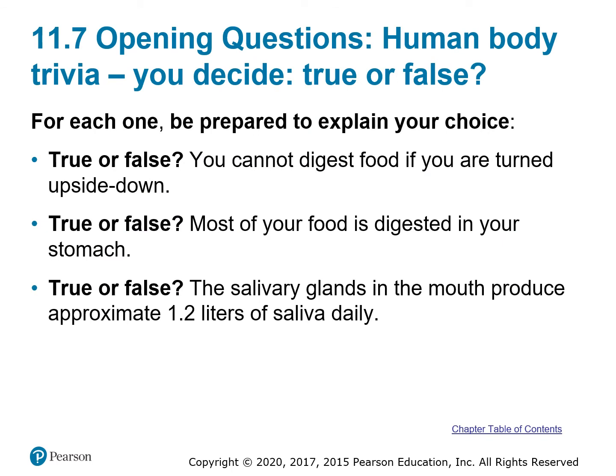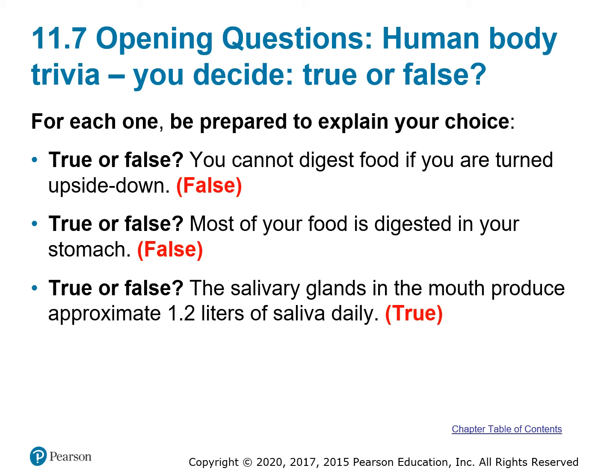So here's some more human body trivia for you. True or false? You cannot digest food if you are turned upside down. True or false? Most of your food is digested in your stomach. And the third, true or false, the salivary glands in the mouth produce approximately 1.2 liters of saliva a day. 1.2 liters. Ooh, that's kind of a little bit gross to think about, but okay.